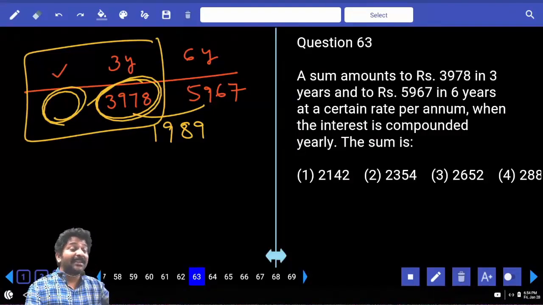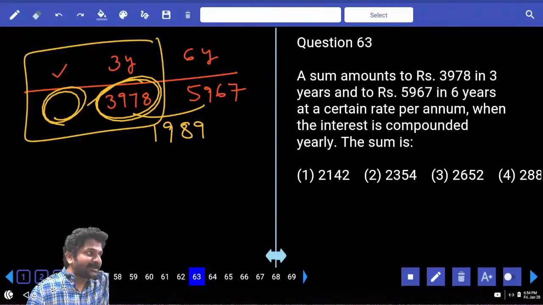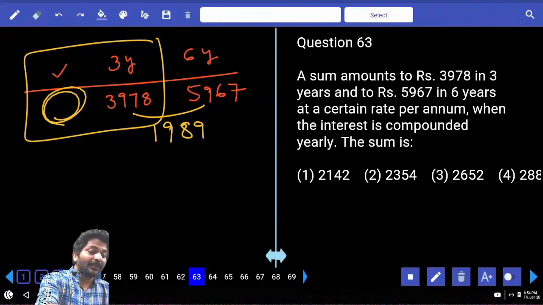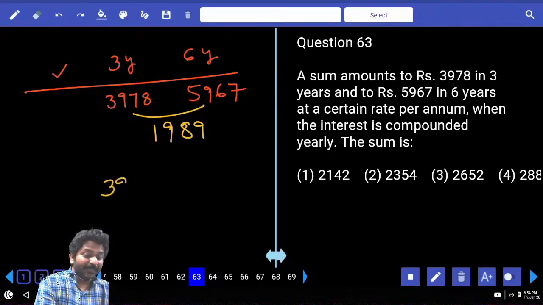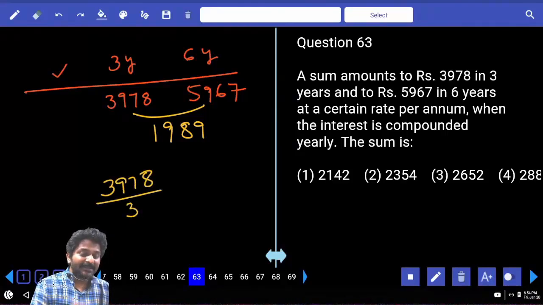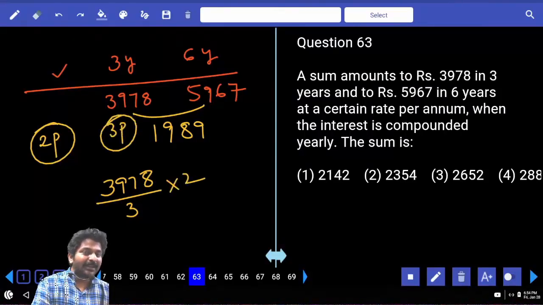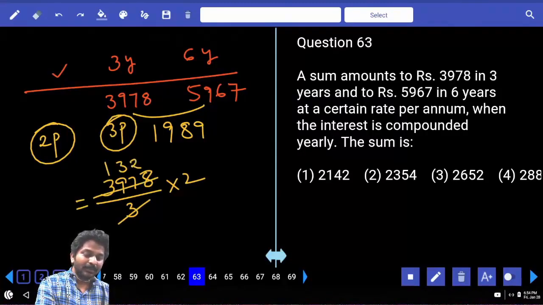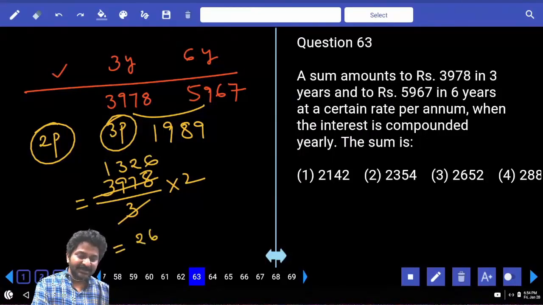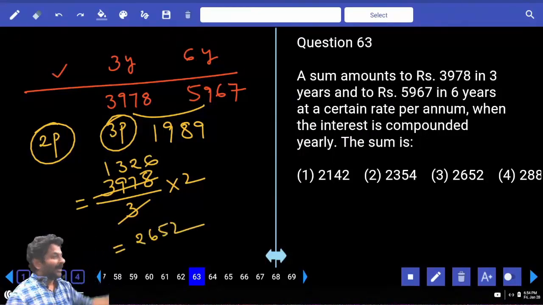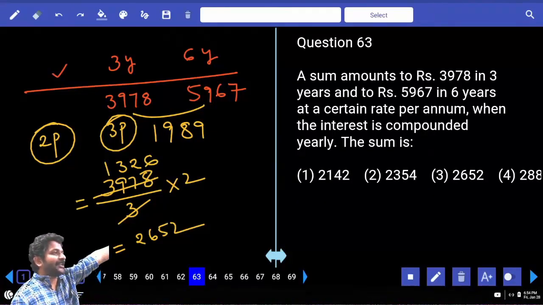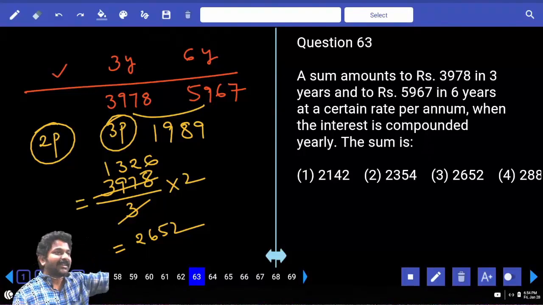That means both the numbers are in the ratio 2:3. 100%, 150%. Ratio 2:3. Where 3 parts is equal to 3978, 1 part is equal to 1326. This number must be 2 parts. Hence 2 parts value is 1326 into 2, which is 2652. That's it, you are done. Final answer. Since it increased by half there, from principal to 3 years also it must increase by half. With that logic the answer is done.